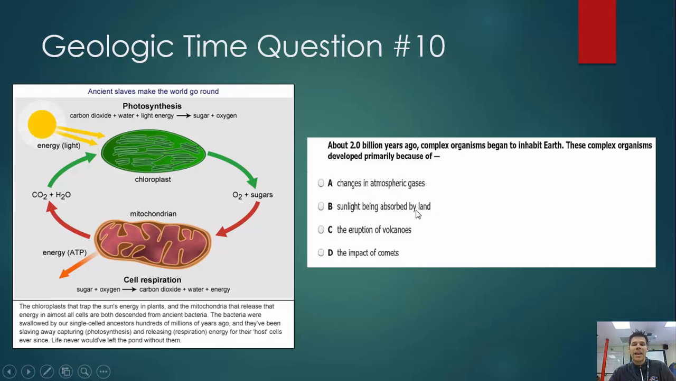Sunlight being absorbed by the land is a good, tricky one that a lot of kids might choose, because you'll overthink it, and you'll think, well, sunlight is what the plants use to make their own energy and release the oxygen. But there had always been sunlight on the earth. But once the change in the atmospheric gases happened, that's when our complex organisms evolved. So our best answer is A.